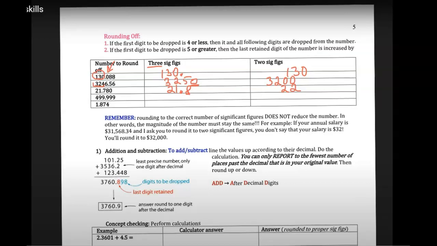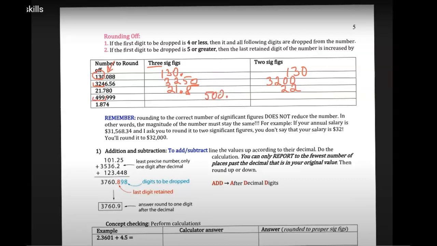499.999, we have to round to 3 significant figures. So if I identify my 3 significant figures, I'll see that the first number that I have to drop is 9, so that means I have to round up, right? And rounding up is going to initiate a chain of addition. So if I add 1 to the 9, it becomes 10, and then I have to add another one to the second 9. So that really becomes 500. And to show that it's 3 significant figures, I'll have my decimal point here.